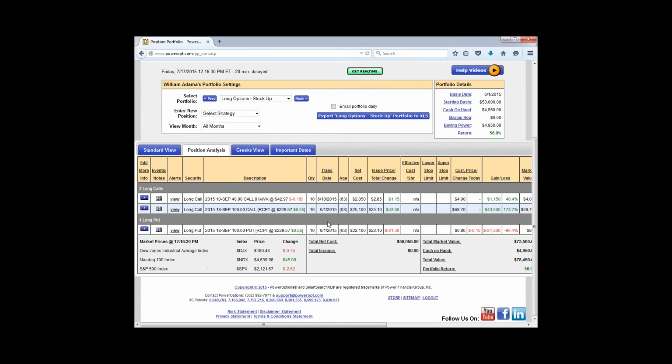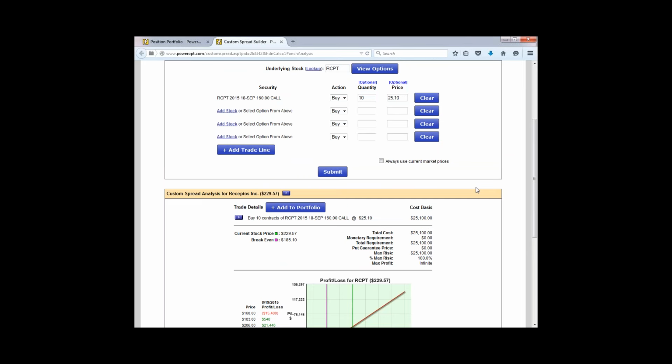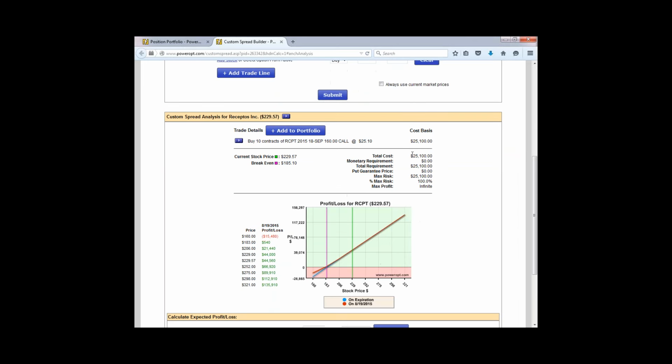Now, the first one we're going to look at is the gain here, and let's go just to the profit and loss chart on the position. This is for RCPT. Now, currently, on June 1st, when the stock was trading about 162, we could have bought 10 contracts of the 160 call at 25.10. Okay, so our investment would have been $25,000.